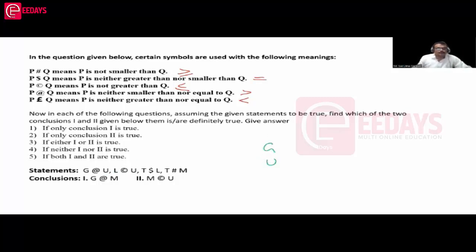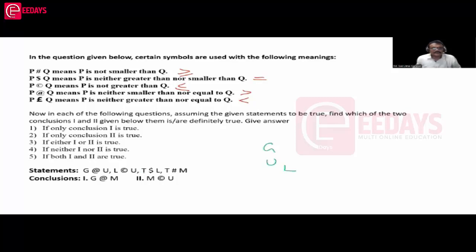L copyright U. Copyright is less than or equal to. L is less than or equal to U. Less than, we write here; equal to, we write here. Less than or equal to, that is just a suffix. If L is less than U, we write L here; if L is equal to U, we write it here. So for less than or equal to U, we just add a suffix U.